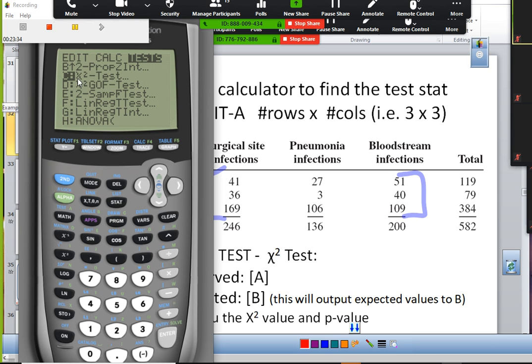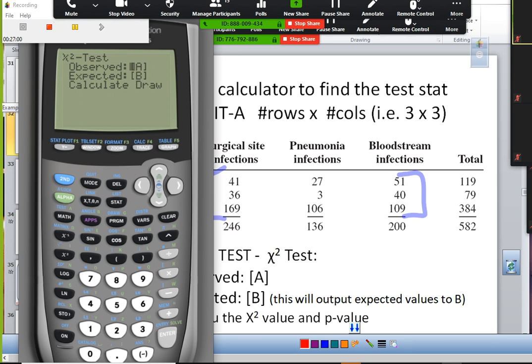All right, so chi-squared test, hit enter, and it's going to say, oh, my observed. Yes, those are in matrix A. And then my expected are in B.